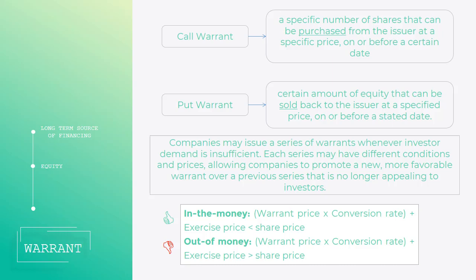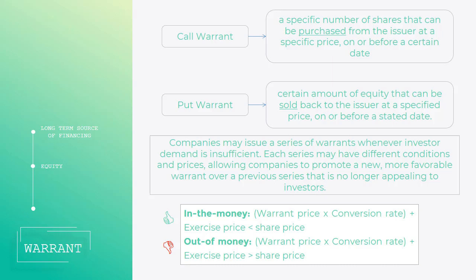Both put and call warrants are classified by their exercise style. A call warrant is defined as a specific number of shares that can be purchased from the issuer at a specific price, on or before a certain date. A put warrant is defined as a certain amount of equity that can be sold back to the issuer at a specified price, on or before a stated date. Companies may issue a series of warrants whenever investor demand is insufficient. Each series may have different conditions and prices, allowing companies to promote a new, more favorable warrant over a previous series that is no longer appealing to investors.